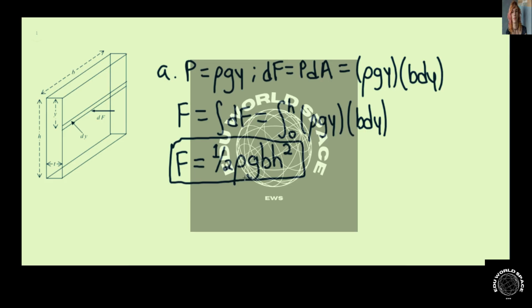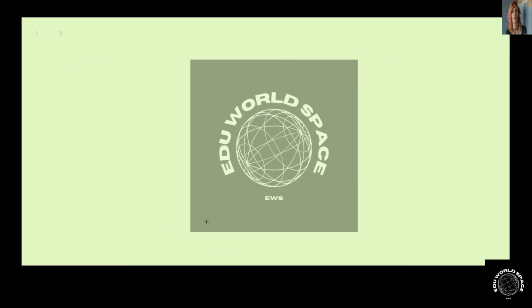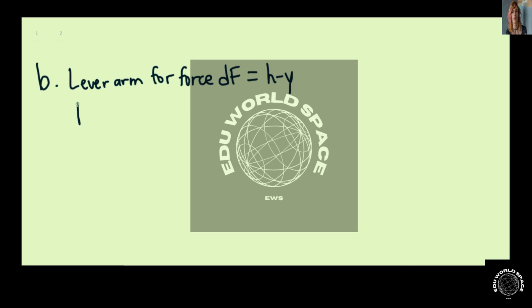And then we can say that for part B, the lever arm for the force dF about the bottom of the dam is h minus y. So we can say the lever arm for force dF equals h minus y. And so the torque caused by that force, the differential of the torque, would be equal to h minus y times the differential of the force.